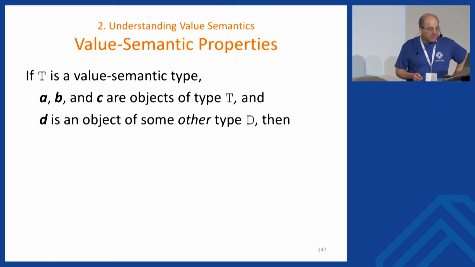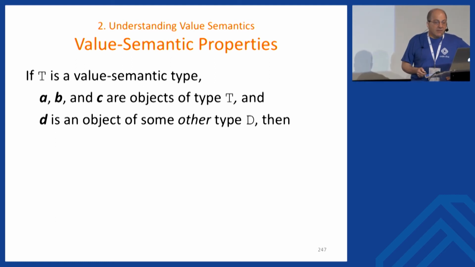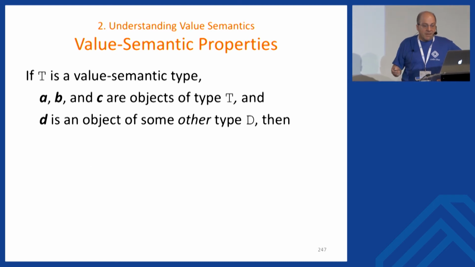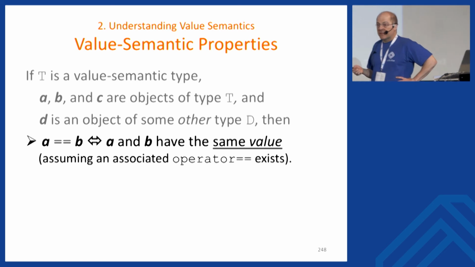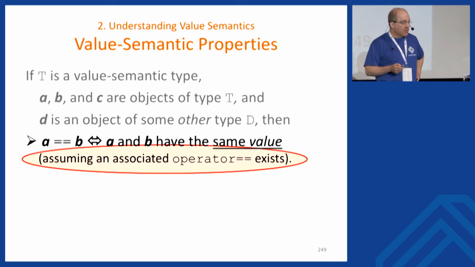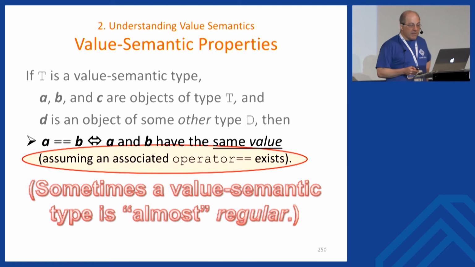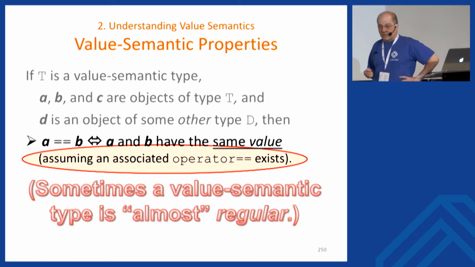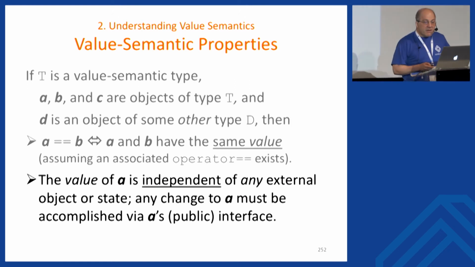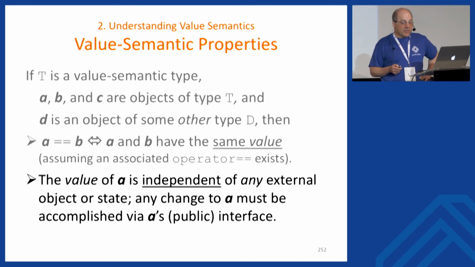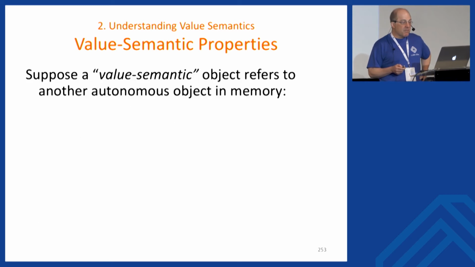All right, suppose we have value-semantic type, A, B, and C are objects of the type, D is of some other type. So if A equals B, then it implies that A and B have the same value, assuming operator double equals exists. And it's possible that it won't. Why not? Sometimes a value-semantic type is almost regular. We'll find out why shortly. All right. The value of A is independent of any external object or state. Any change to A must be accomplished via the public interface of the object.